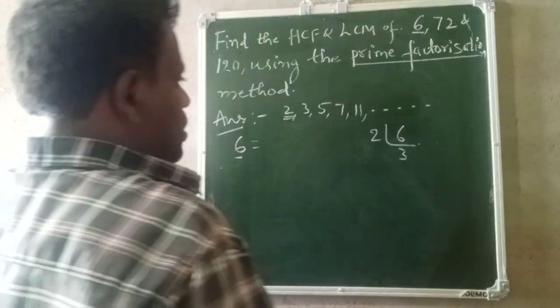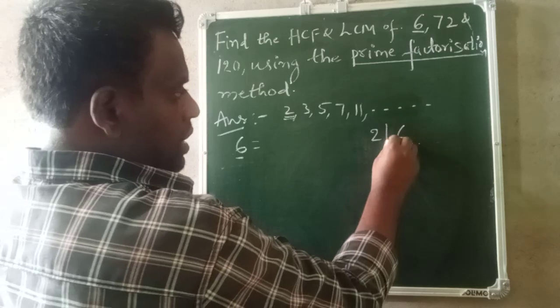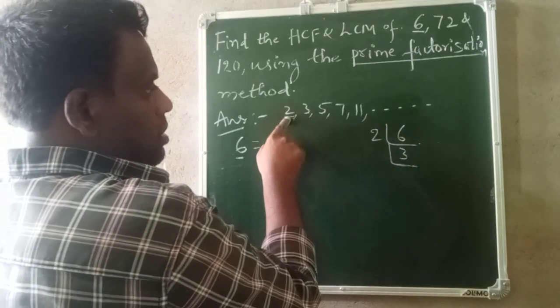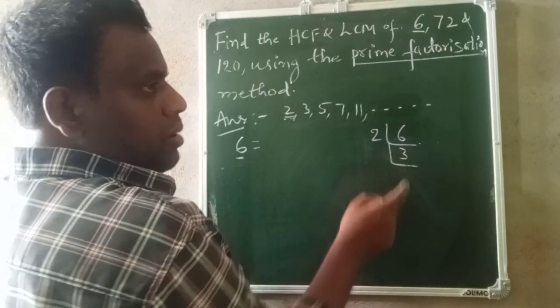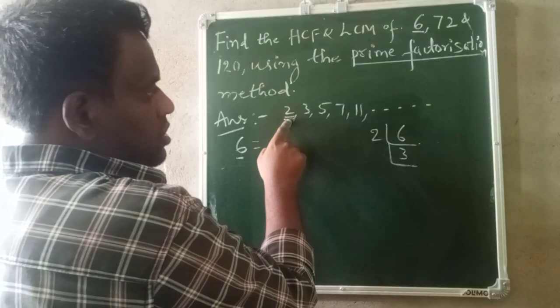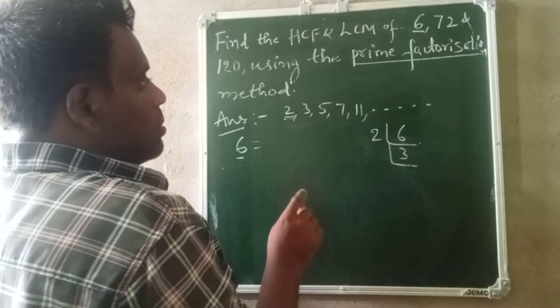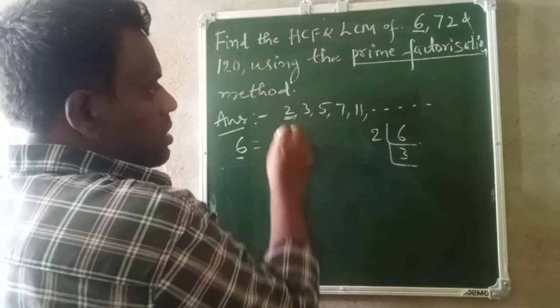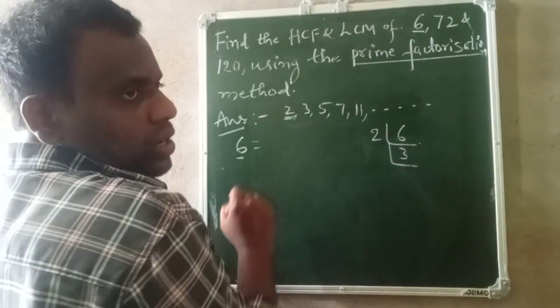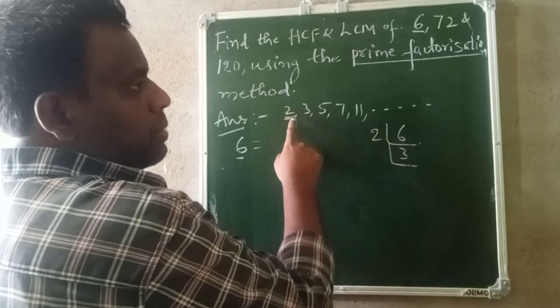Next, check the same number. Write it like this. Check the same number whether it divides 3 completely or not. First you have to check this. If it doesn't divide, then you have to go for the next number. But if this number is dividing, you have to take this only. Now see, can this 3 be divided by this 2 completely?